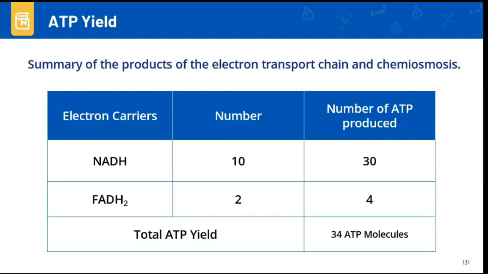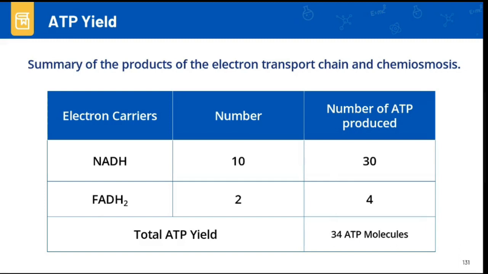On the other hand, the electrons of your FADH2 pass through your complex 2, 3, and 4. However, complex 2 is not capable of pumping hydrogen ions to the intermembrane space, while complex 3 and 4 can. So, hence, one molecule of FADH2 is equivalent to 2 hydrogen ions. So, there are 2 ATP molecules produced from the oxidation of your FADH2.